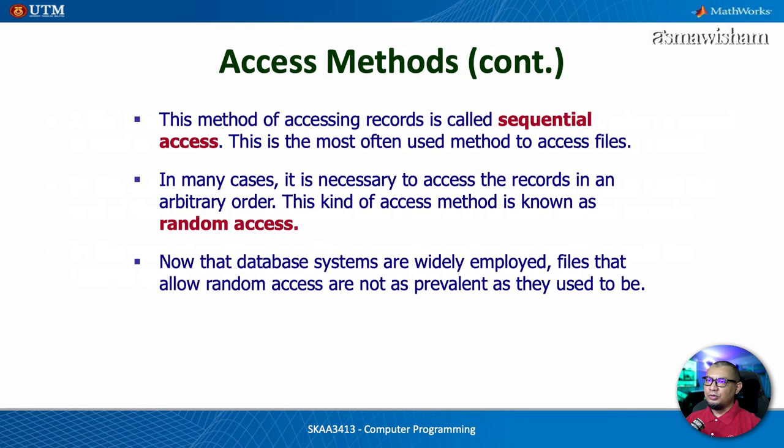So this method of accessing records is called sequential access. This is the most often used method to access a file. In many cases, it is necessary to access the records in an arbitrary order. This kind of access method is known as random access. This is a bit different. Arbitrary order means that it will be read randomly. But in our case, we didn't learn about this random access. We use the sequential method, sequential access. Random is a bit complicated.